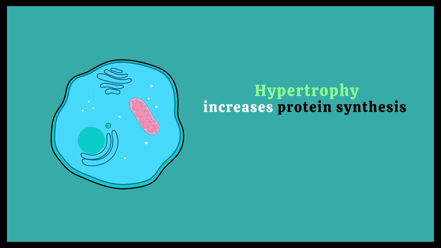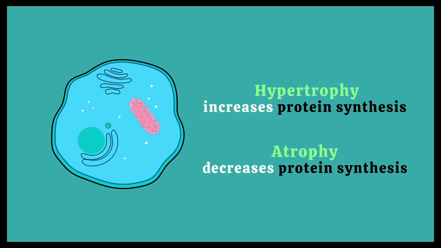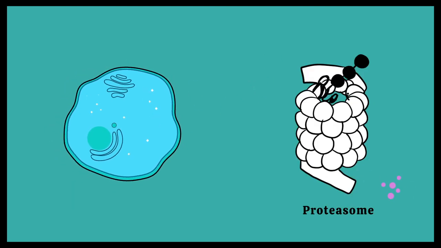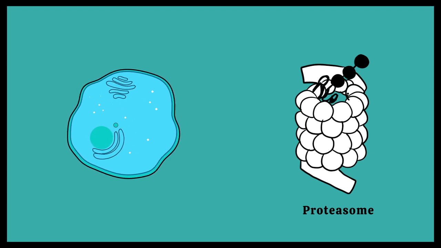The mechanism in atrophy is the opposite of hypertrophy. Hypertrophy increases protein synthesis, and in atrophy, the cell reduces protein synthesis and instead starts to degrade its proteins via the ubiquitin-proteasome degradation pathway and autophagy, basically because it doesn't need all this manpower.